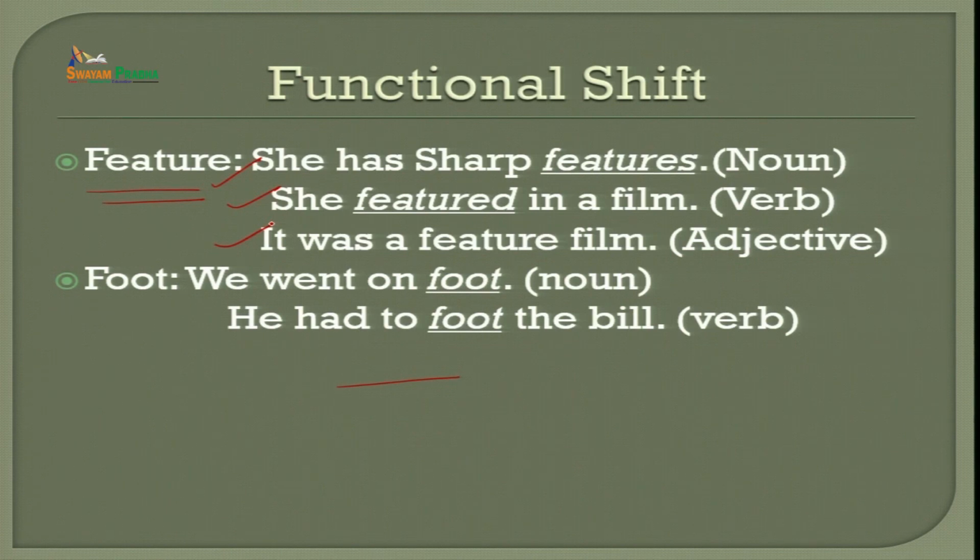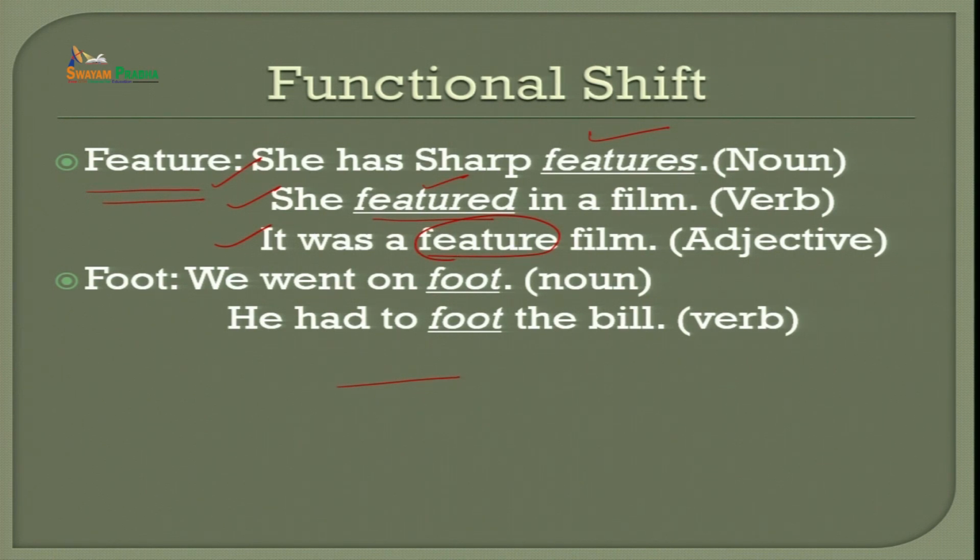But in this condition, she has sharp features. Now, over here it is used as a noun. Second example, she featured in a film. In this condition, it clearly indicates that featured is a verb over here. And third sentence, it was a feature film, again an adjective, right?